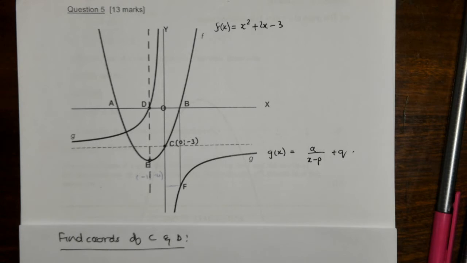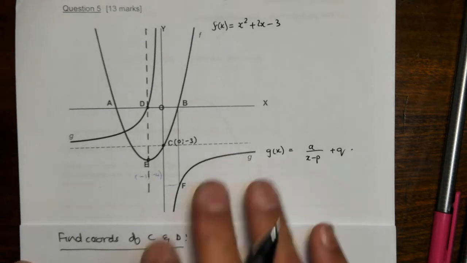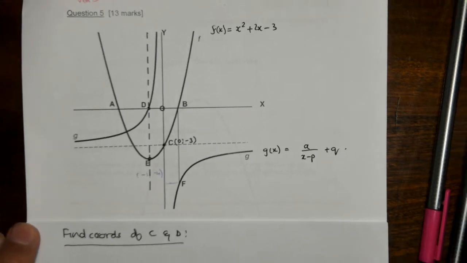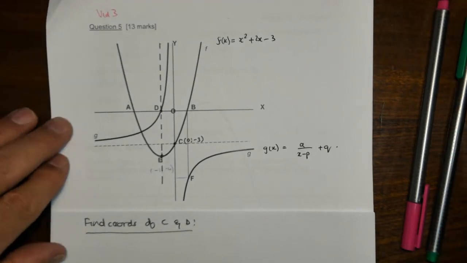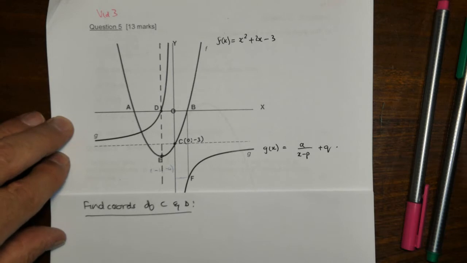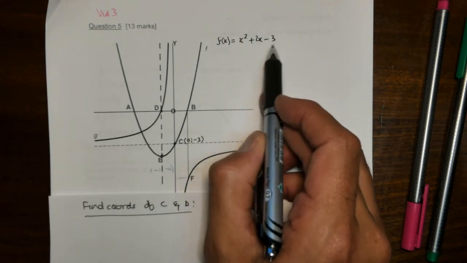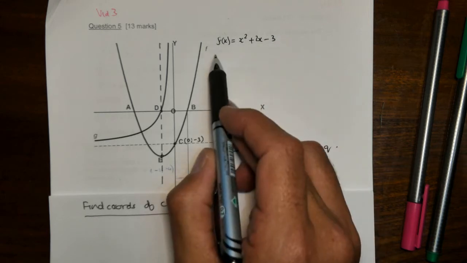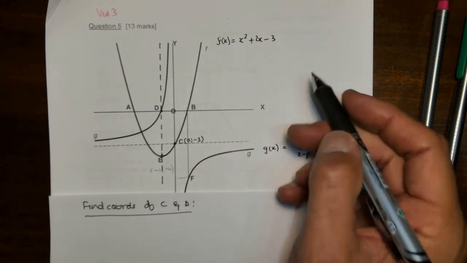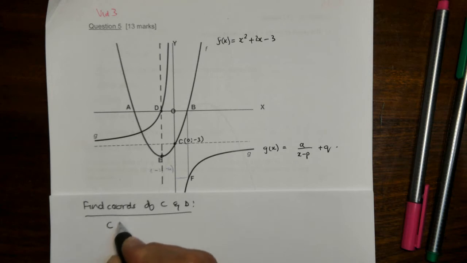Okay, let's see. First question, the coordinates for C and D. Now, C we found almost immediately. They told us that it is the y-intercept of the parabola. If we look at the equation, that's where the y-intercept lies. The constant in the equation of the parabola is always the y-intercept. So point C I can write down. That's the point 0 and negative 3.